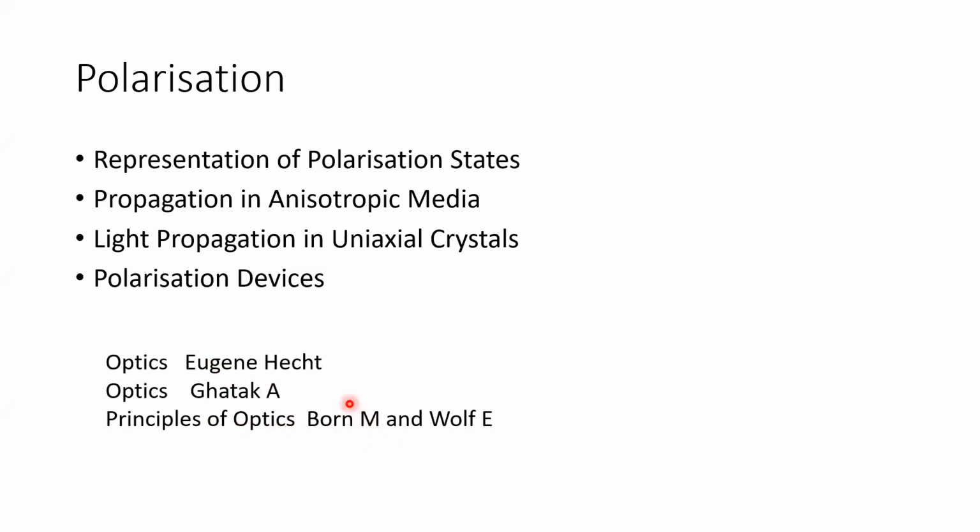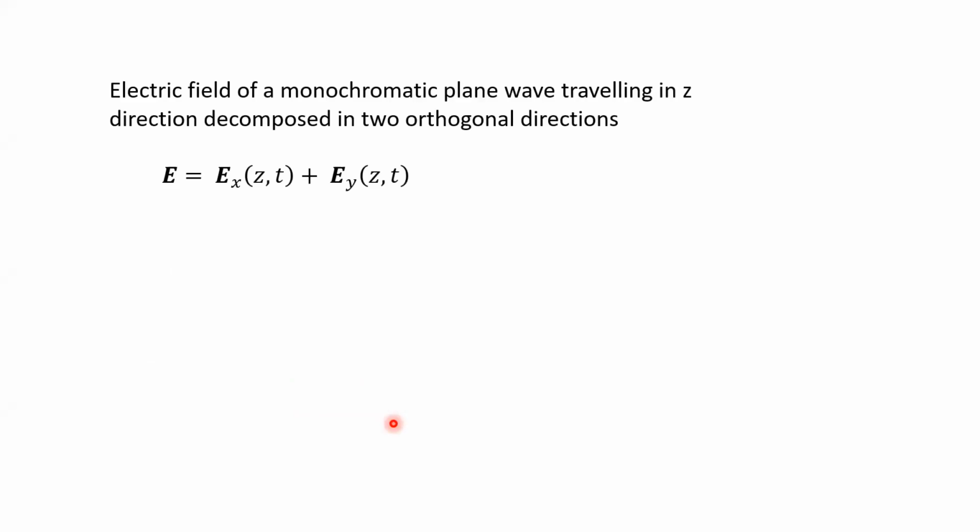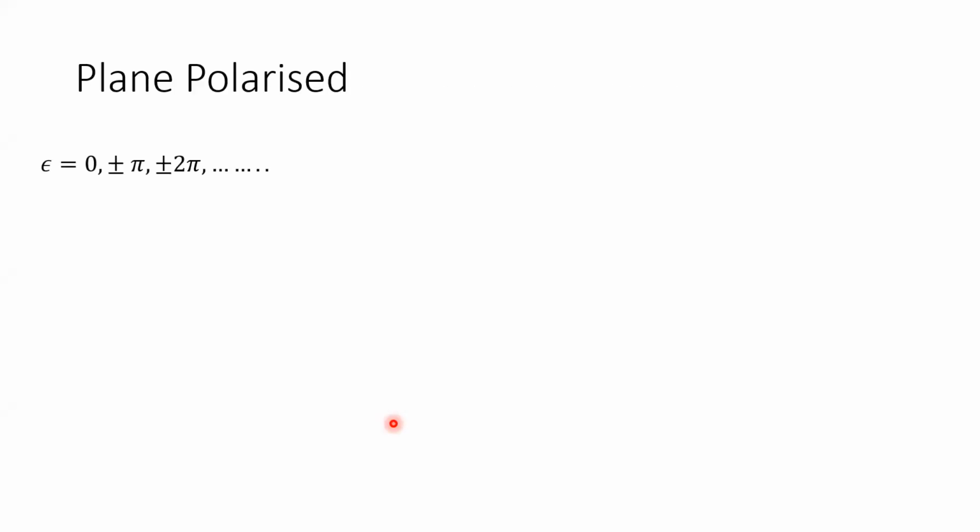So basically these three books are sufficient for the polarization topic at the level at which we are discussing. I don't know whether Professor Ghatak's book is available in PDF form, but Optics by Hecht and Principles of Optics by Born and Wolf are available on the internet as free PDFs, so anybody can download them. Now, proceeding with what we were discussing yesterday, I will quickly go through the important results.